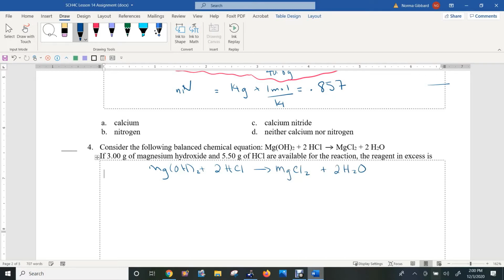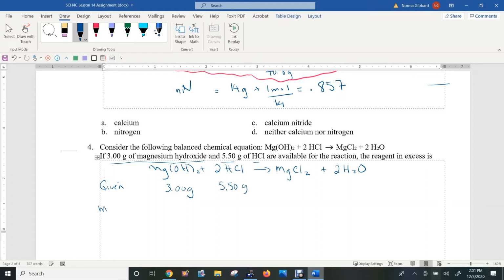Okay, so what are we given? We have 3 grams of magnesium hydroxide and 5.5 grams of hydrochloric acid, so 5.50 grams.